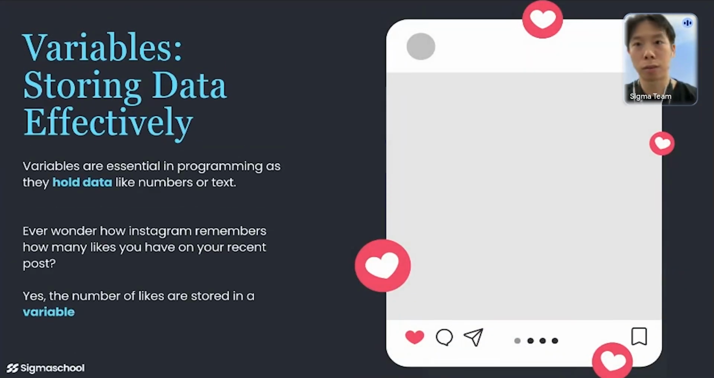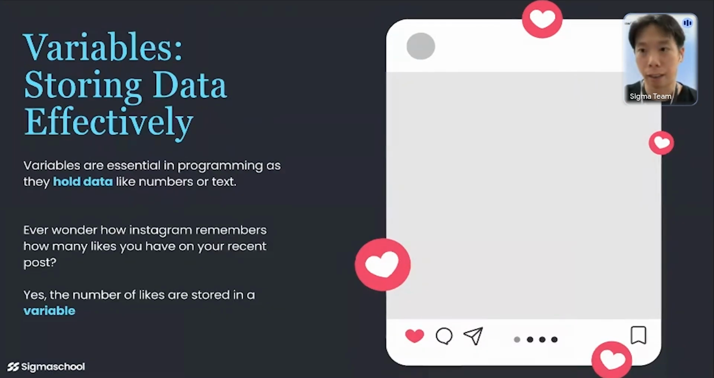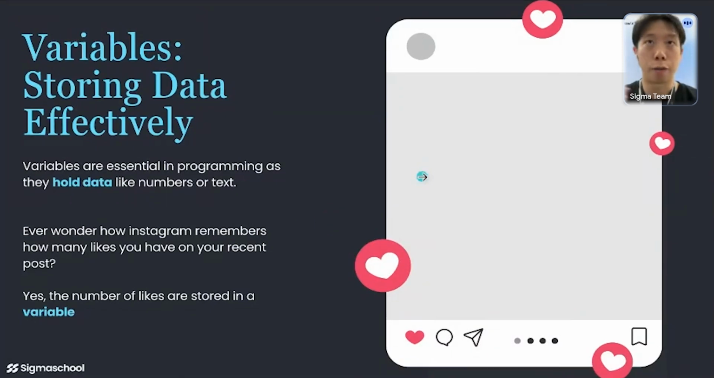Now, variables in JavaScript is basically storing data effectively. So variables are essential in all programming, whether it's JavaScript or a different language or a different tech stack. So what variables are is basically, you can think of it like it holds data, whether it can be numbers or text.